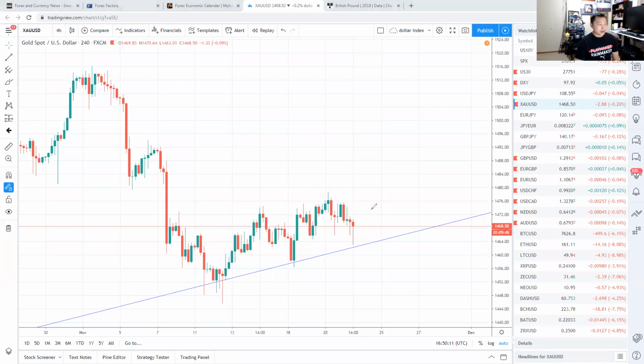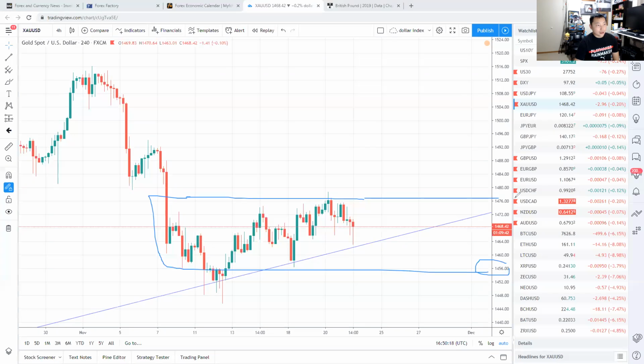So very crucial, understand you have structure and zone, 1456 and 1476. Notice that the 56 and the 76 are even numbers, and they're a $20 price gap. Very important to understand that when gold consolidates within $15, $20.